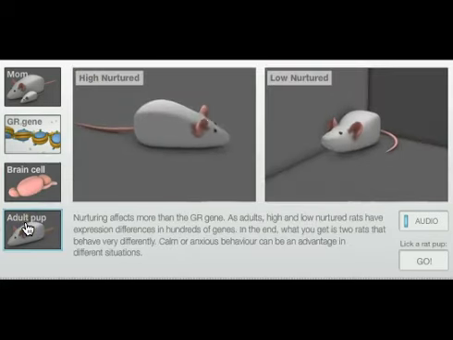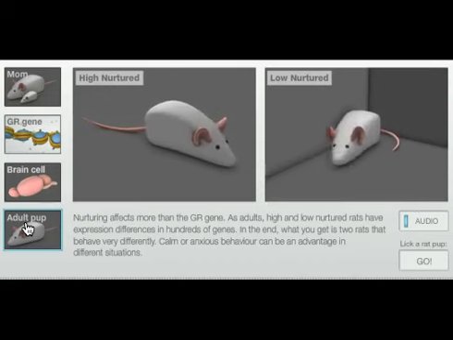Nurturing affects more than the GR gene. As adults, high and low nurtured rats have expression differences in hundreds of genes. In the end, what you get is two rats that behave very differently. Calm or anxious behavior can be an advantage in different situations.